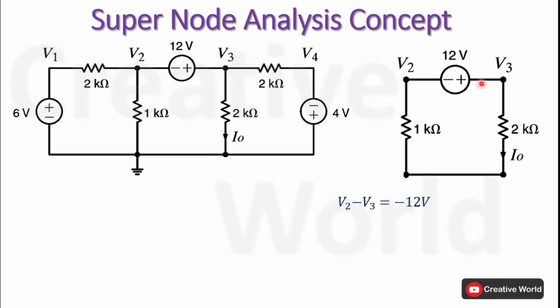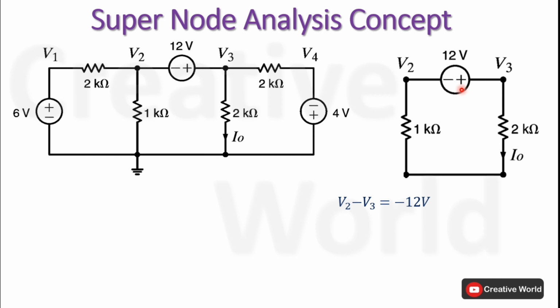We will consider both cases, and in both cases the voltage equations will be the same. In the first case, we are considering voltage V2 to be at higher potential than voltage V3. So the direction of current will be from V2 to V3. V2 minus V3 will be equal to minus 12 volt. Here the direction of current is from this node to this node and current is entering from the negative terminal. That's why this 12 volt is taken with a negative sign.